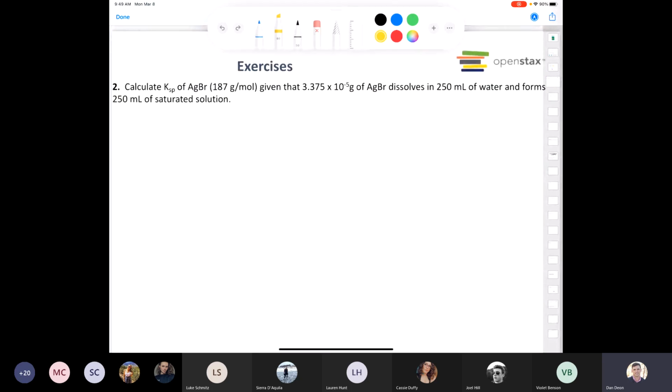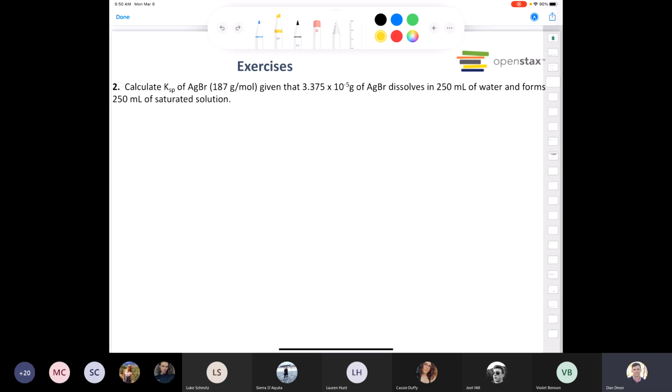Anyhow, let's take a look at another one. It says here, they give you a KSP for silver bromide. They also give you the molar mass. It says calculate the KSP. Oh, no, they don't give you the KSP. It says calculate the KSP of silver bromide, given that 3.375 times 10 to the negative 5 grams of silver bromide dissolves in 250 milliliters of water and forms a 250 milliliter saturated solution.